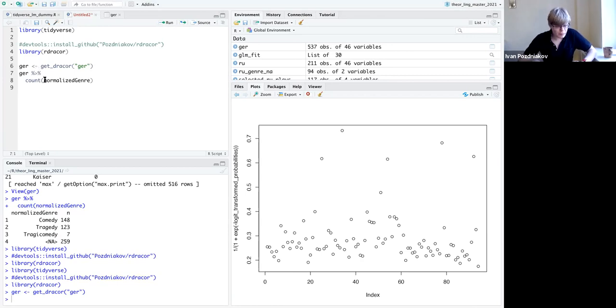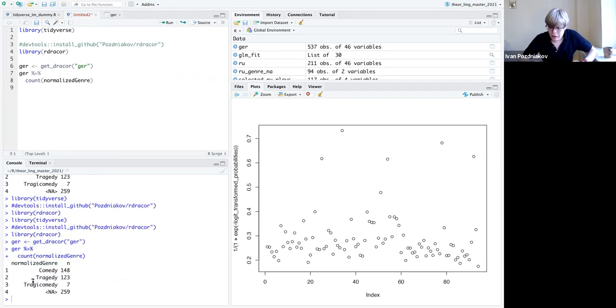If you remember, we used the variable normalized genre. And in this case, we have actually three conditions: comedy, tragedy, and tragicomedy. So we have three groups. And when we do regression with three groups as a predictor, we have some serious problem. Can you describe what is the problem? Why we can't just do the linear regression? What's the problem?